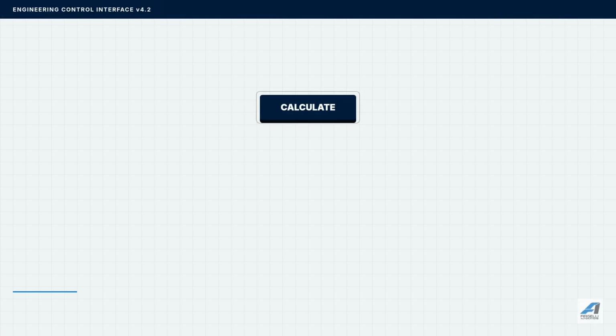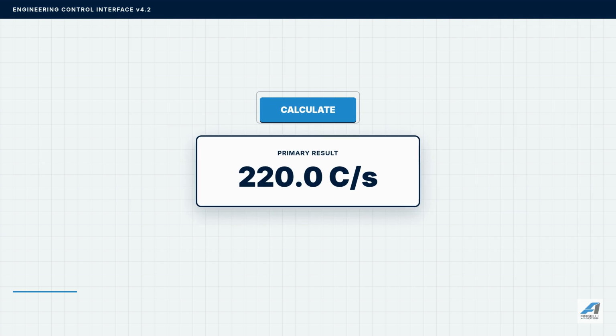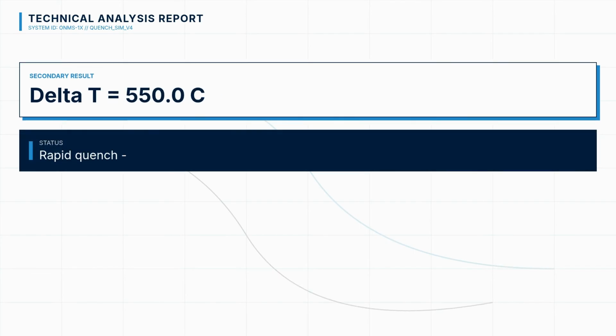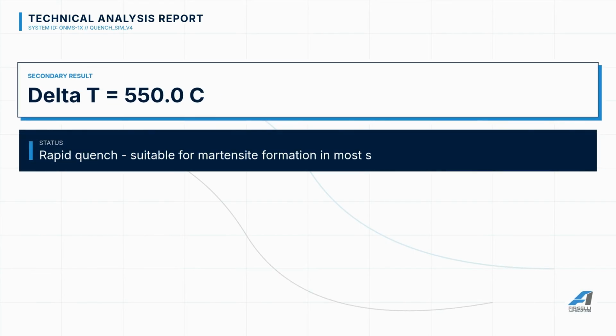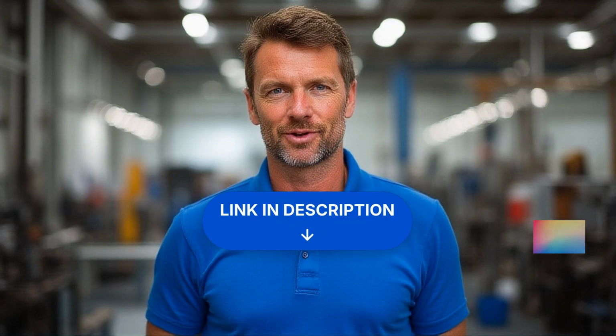Click Calculate. The primary result shows 220.0 degrees Celsius per second. This is your actual cooling rate. The secondary result displays delta T equals 550.0 degrees Celsius, confirming your temperature difference. The status indicates rapid quench, suitable for martensite formation in most steels, telling you this cooling rate will achieve the desired metallurgical transformation.